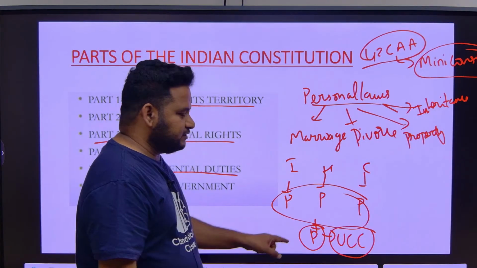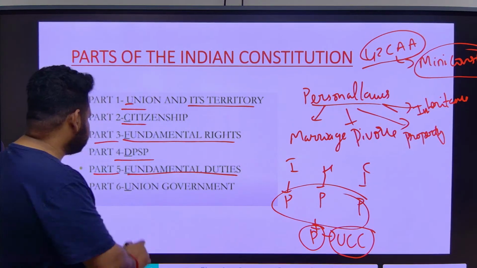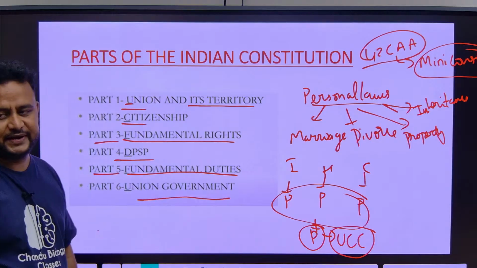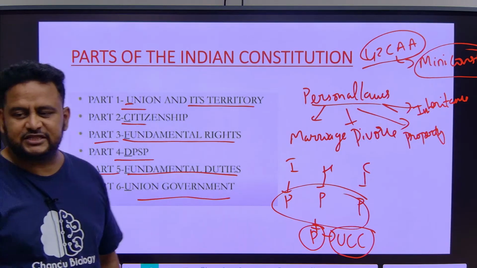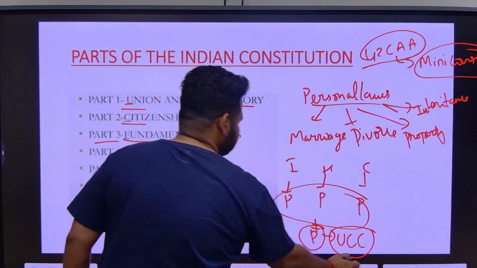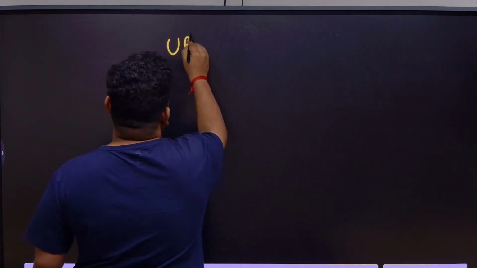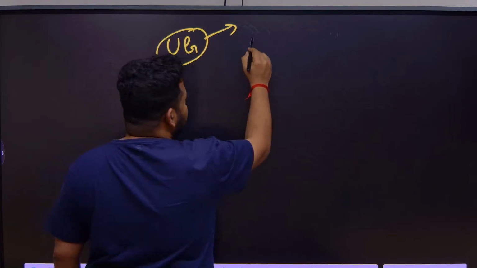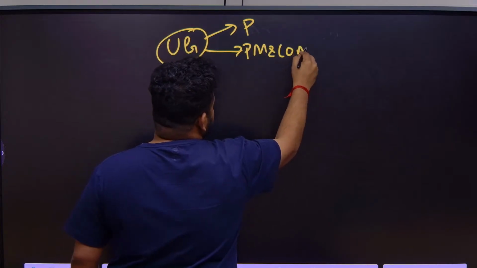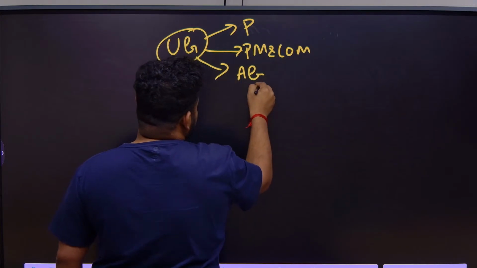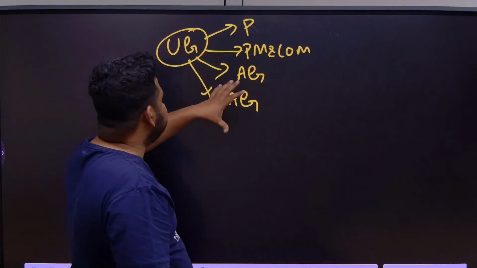So, I was talking about uniform civil code. Next is fundamental duties, which is part 4A. It is given as part 5, not a problem. Next, part 6 is union government. Under union government, there are so many things that come. Union government means there is a president, a prime minister and council of ministers, an attorney general, and the CAG, comptroller and auditor general. These are all the people who come under union government.